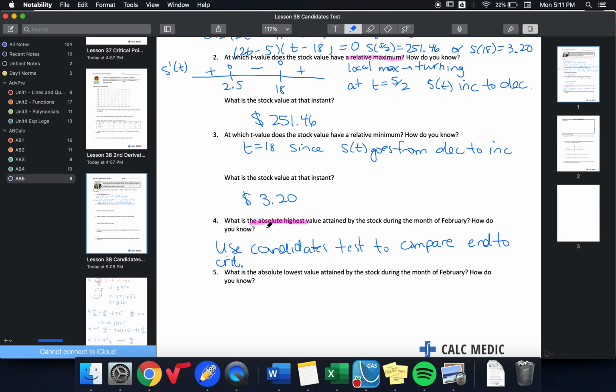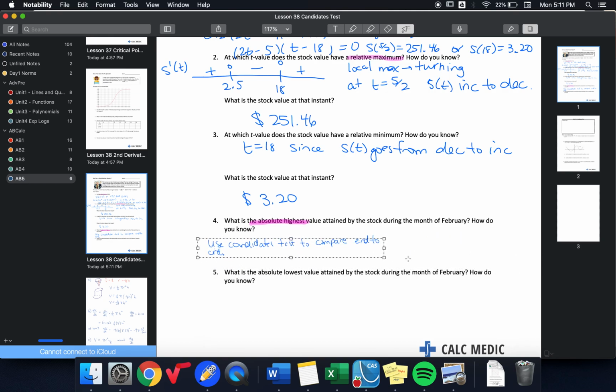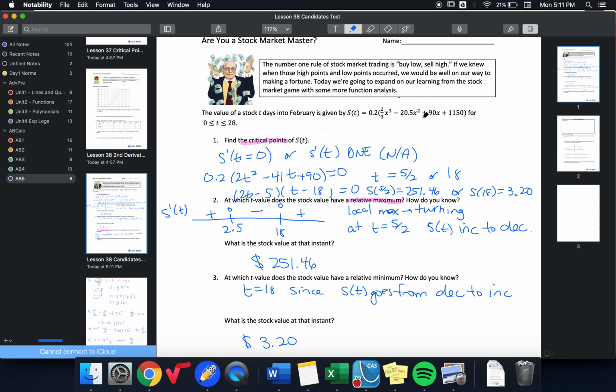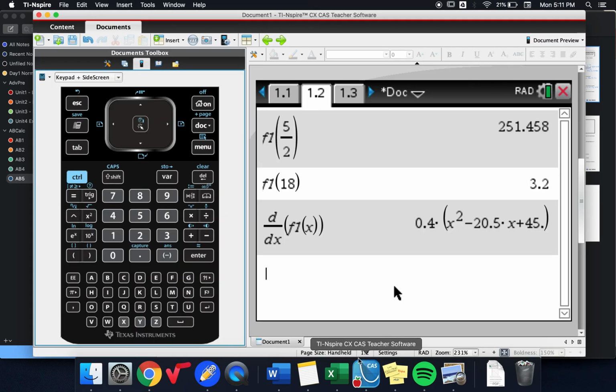So we know that for the highest value, I want to look for maximums. So I'm going to look only at my 2.5 and the 251.46. So I'm going to compare. Now we're looking at t equals 0, t equals 5/2, t equals 18. At 0, we plug into my original, 0.2 times 1150, but I've already put it in my calculator.